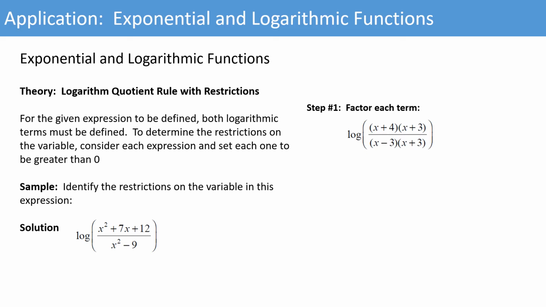So if we take a look at x squared plus 7x plus 12, we must find two numbers that multiply to give 12, but add to give 7. We find those factors to be x plus 4 and x plus 3. Now we're going to look at the denominator, x squared minus 9, and that will give us x minus 3 times x plus 3.